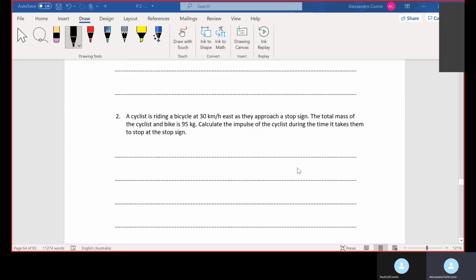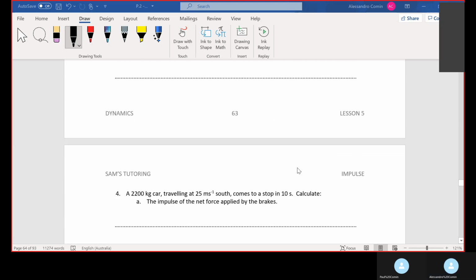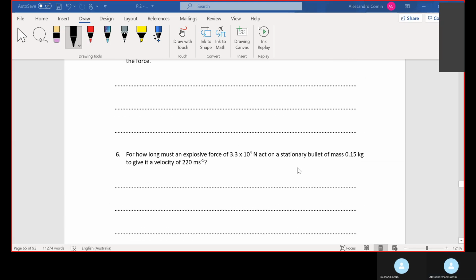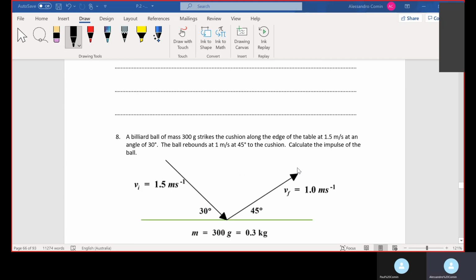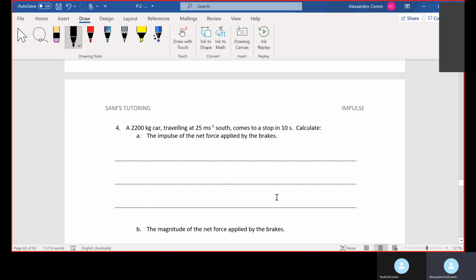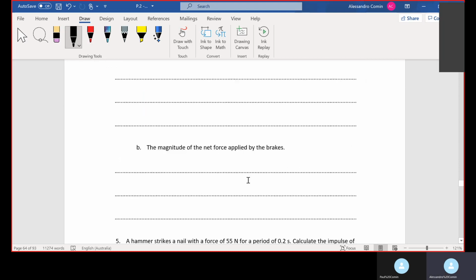All right, so I'm going to do question 1, because everything else is just pretty straightforward. Actually, no, I'm not going to do question 1, because question 1 is very easy. It's just south minus north.